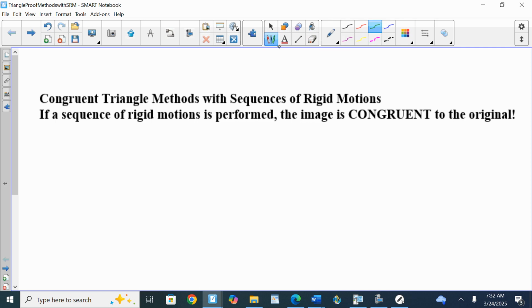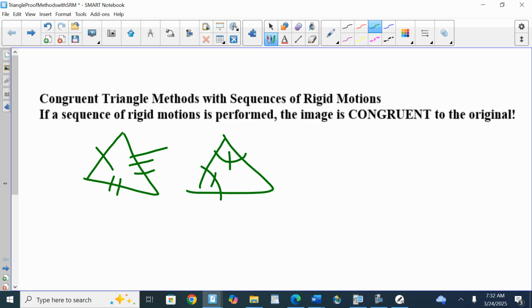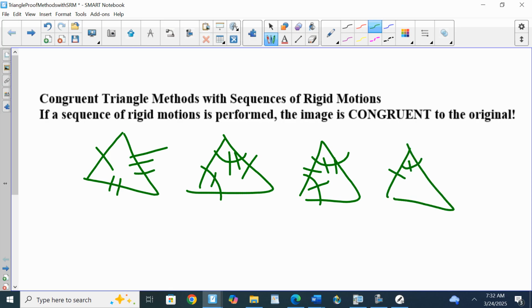Let's talk about our congruent triangle methods. We have side, side, side. We've got angle, angle, side. We've got angle, side, angle. We've got side, angle, side. And we've got HL, which is technically ASS, which only works if it is a right triangle. So let's see what's going on here.